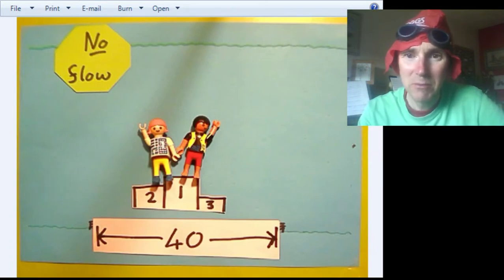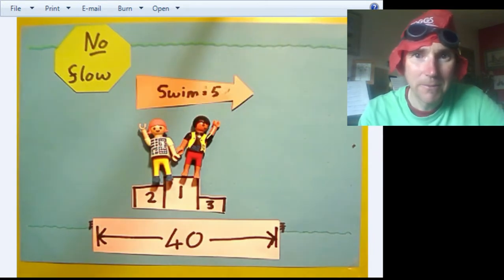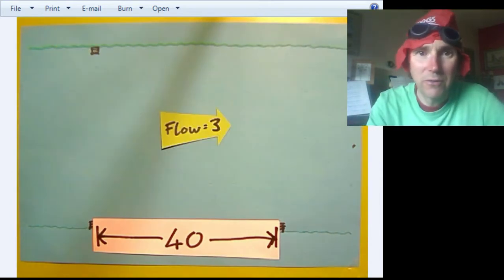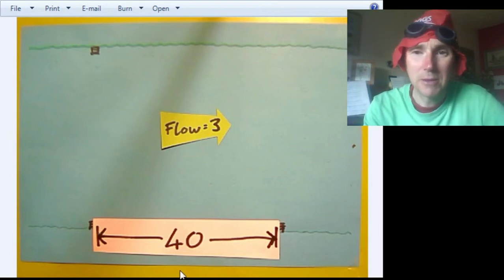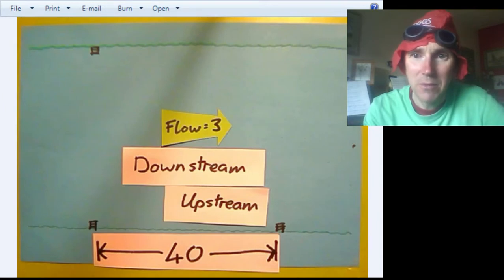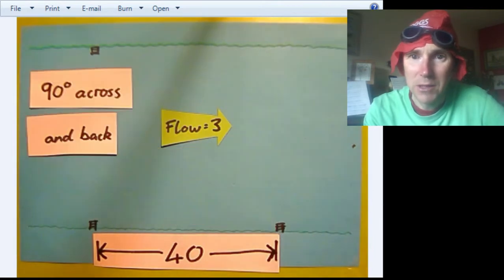Okay, now all those swims were with no flow. So now they're going to go to a river and see what happens. Now, in this river, there's a flow of 3 units per second. And they're going to have a little contest. One of them is going to see what happens if they swim downstream 40 units and back up again, and the other is going to see what happens if they go 90 degrees across the stream, 40 units and back 40 units, like that.